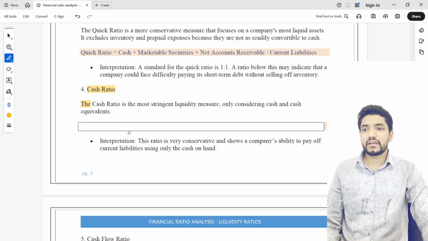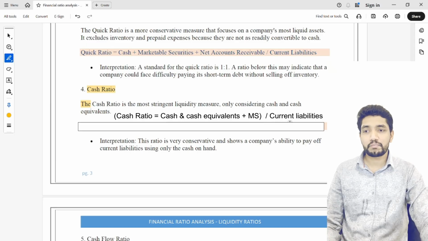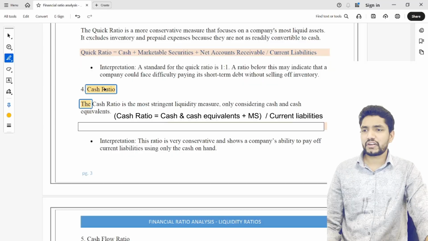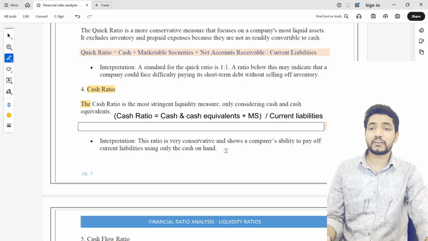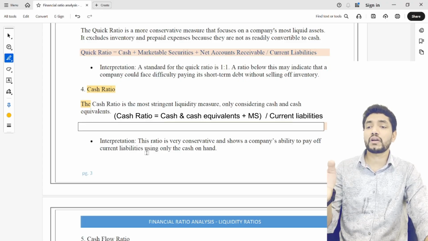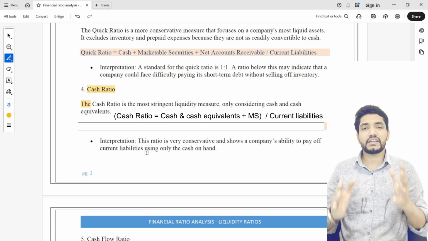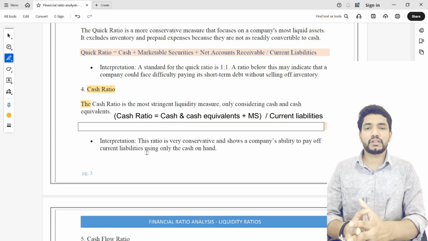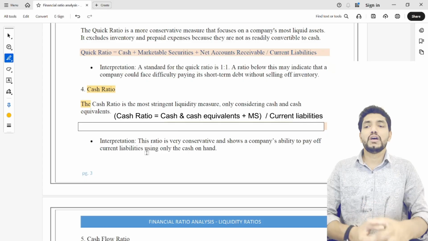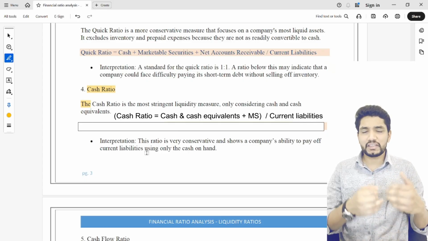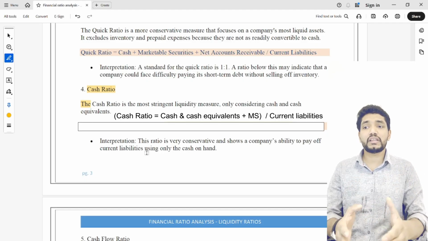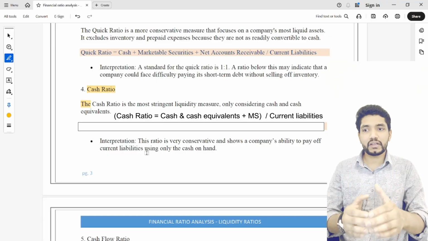The cash ratio formula is cash and cash equivalents plus marketable securities divided by current liabilities. The interpretation of the cash ratio is very conservative and shows the company's ability to pay off current liabilities using only cash in hand. Cash and cash equivalents are readily available with the company at any time. So how much proportion of the current liabilities can be set off using this highly liquid cash in hand?